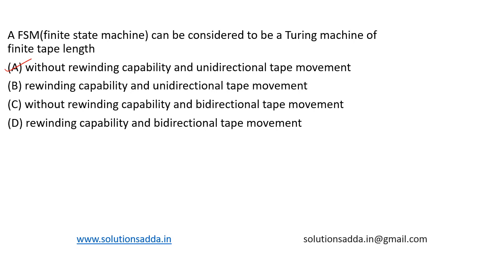So rewind is a procedure in which the first element of the input goes to the last element on the tape and then processes it and then comes back to the starting of the input tape. This is done only by the Turing machine because in Turing machine we have bidirectional movement. So in finite state machine, what happens is we move from left to right one by one, but we cannot rewind. So there is no rewinding capability, as well as since we are moving only from left to right, we have unidirectional tape movement. Option A is the correct answer here.